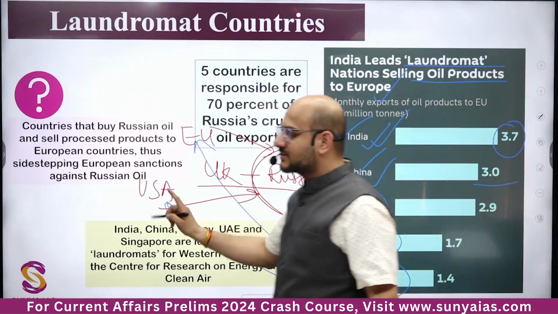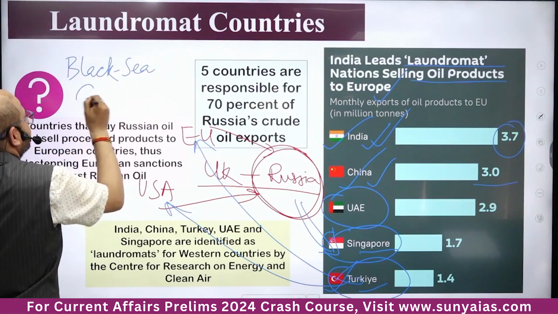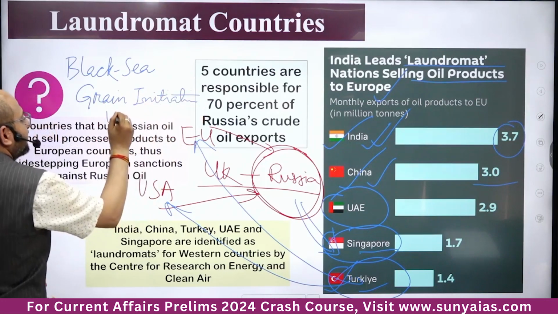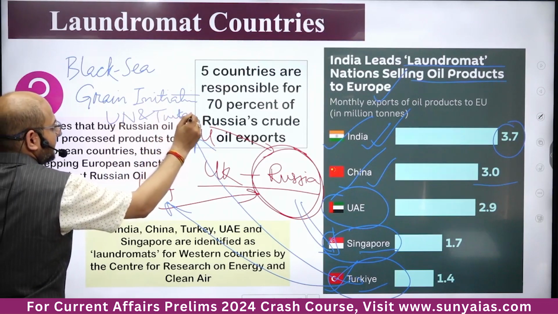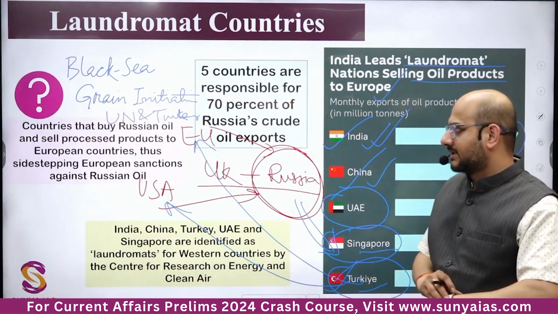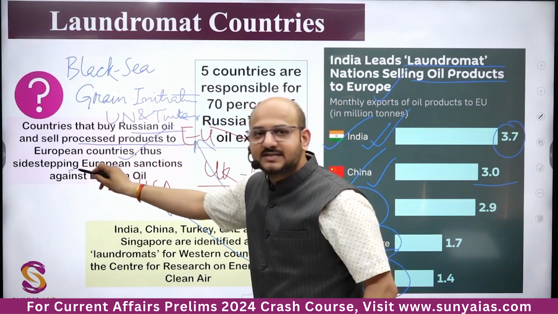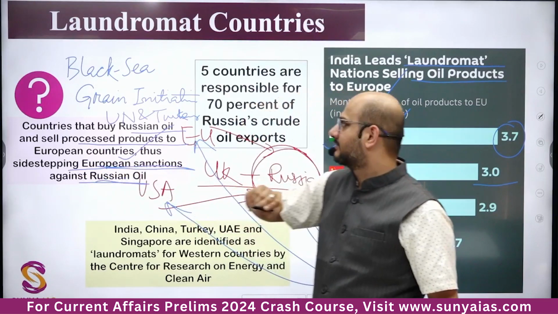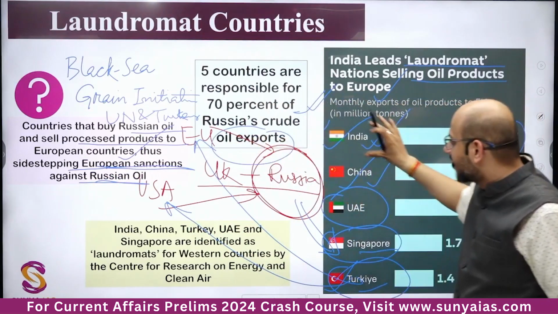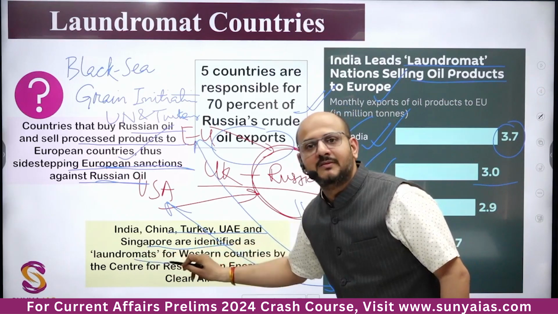Particularly Turkey, students relate this topic with the Black Sea Grain Initiative. That was brokered by the United Nations and Turkey basically. Getting this point? So Turkey is a vital country in all these. Countries that buy Russian oil to sell processed products to European countries, thus sidestepping European sanctions against Russian oil. 5 countries are responsible for 70% of Russia's crude oil exports. Basically, they are procuring and selling it back to Europe. India, China, Turkey, UAE, Singapore are identified as laundromat countries.